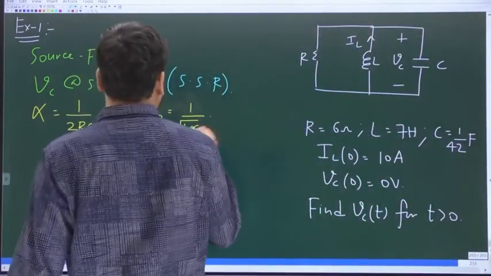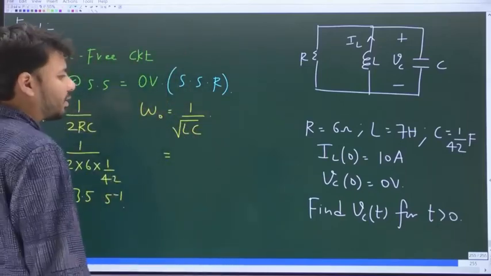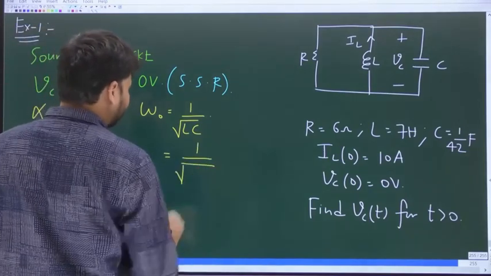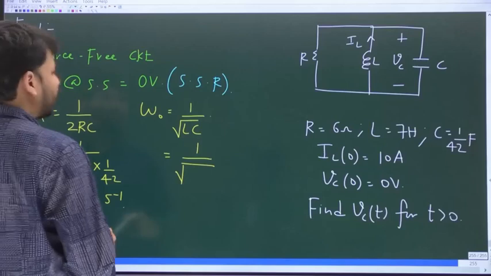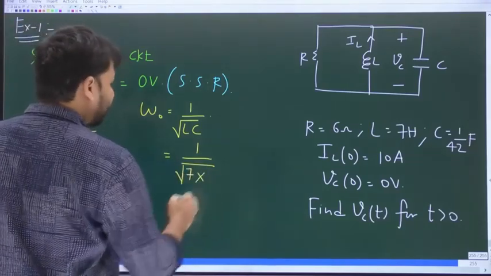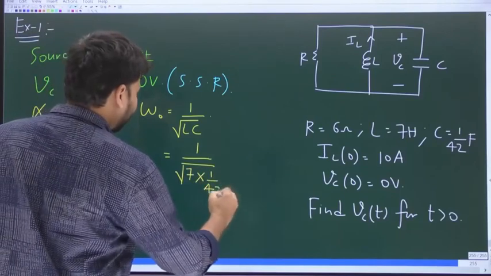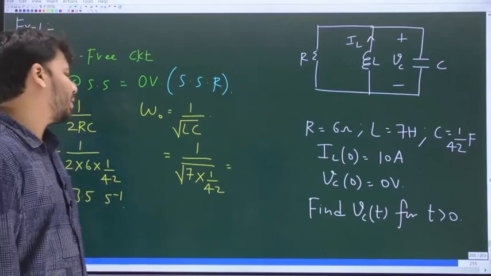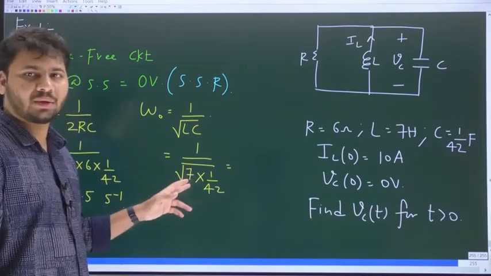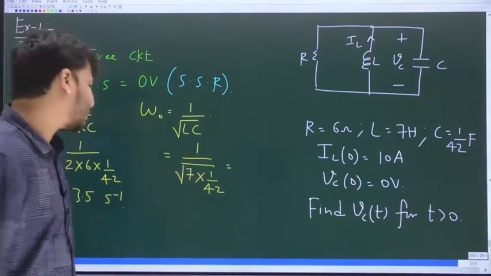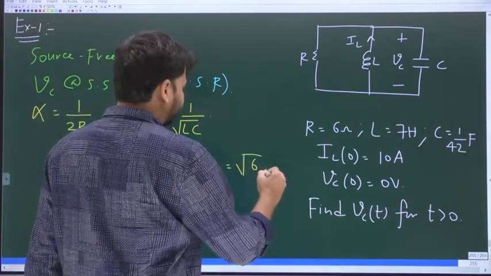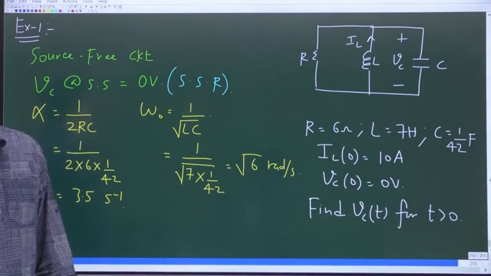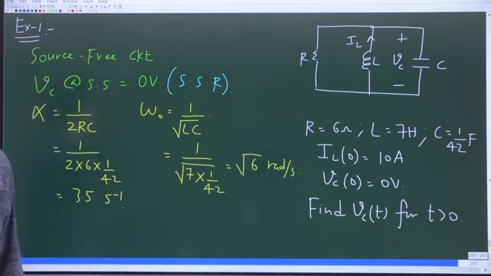In the same way, let us also find the value of omega naught, which is 1 by root LC. 1 by square root of L into C. What is L? 7. What is C? 1 by 42. Again, 7 by 42 is what? 1 by 6. And this 1 by 6, in the denominator, will become what? Root 6. So omega naught is root 6. Units? Omega naught is the resonance frequency.